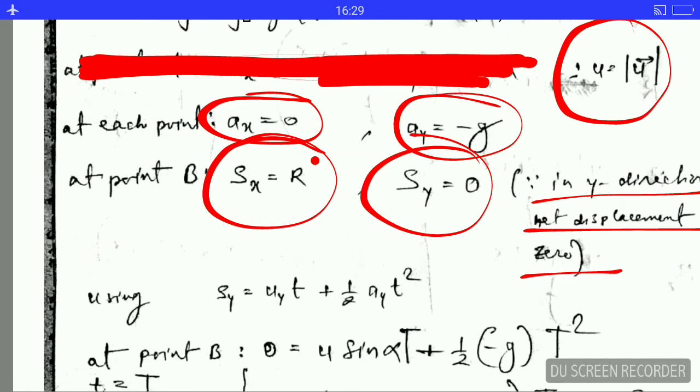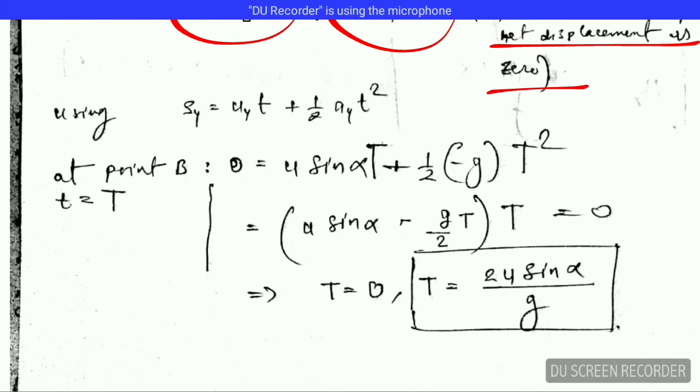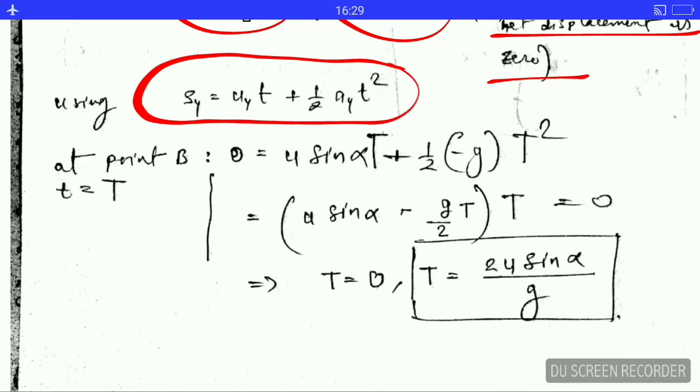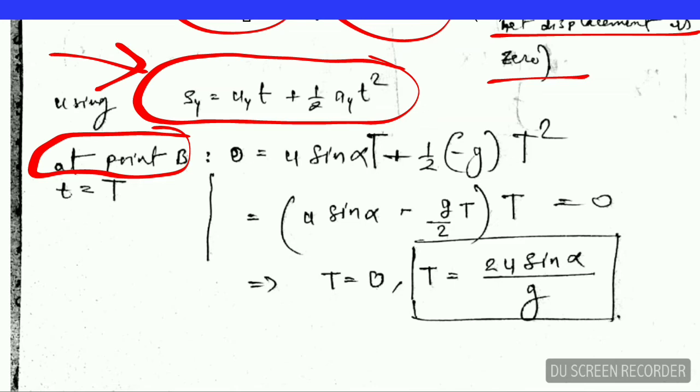Now using the second equation of motion, and the y component, we will find out the time of flight t. At point B you can see that the net displacement along the y direction is 0.